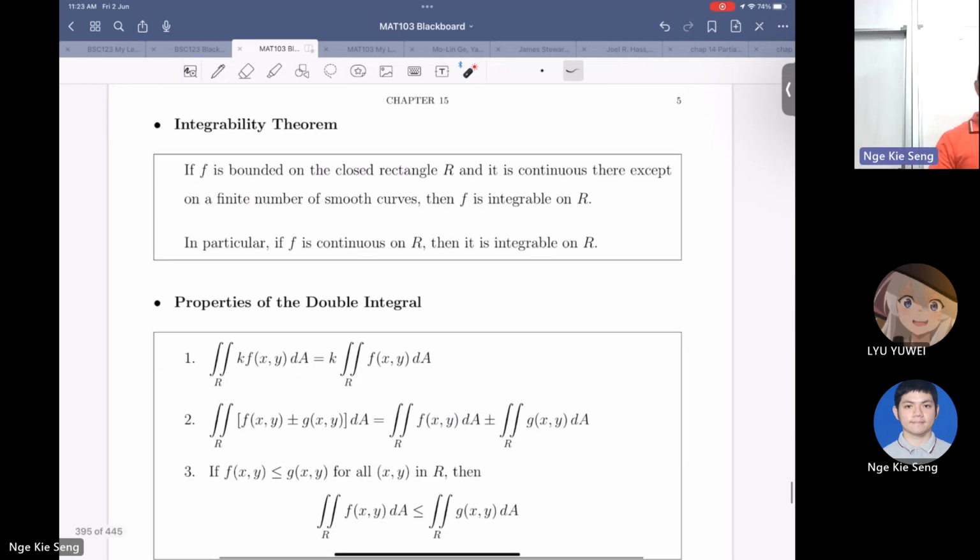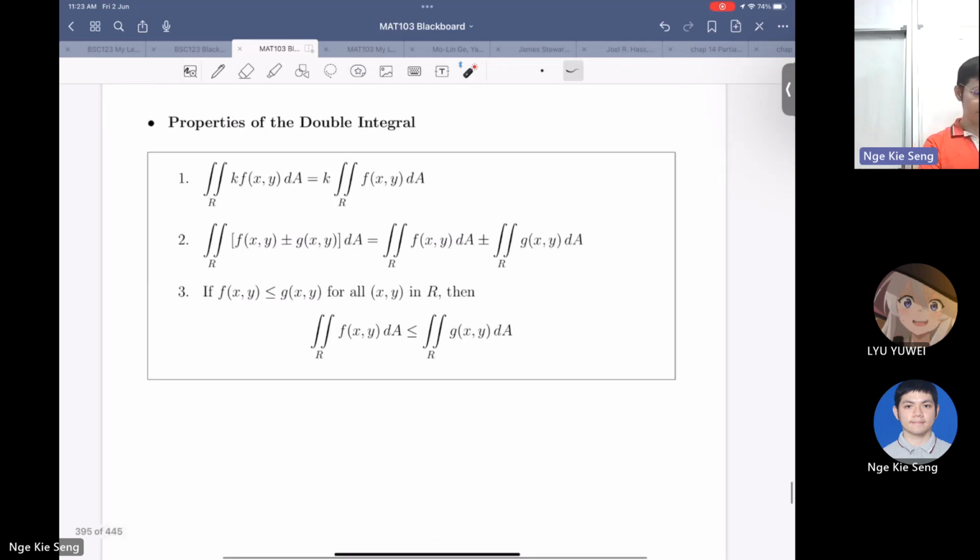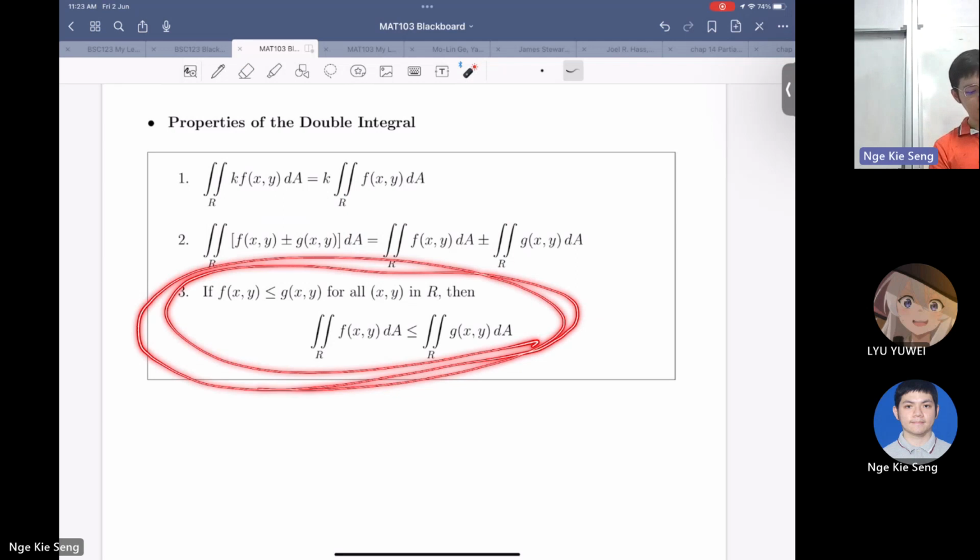Okay, so next, if f is continuous, you can integrate it. It is integrable. And here are some properties of the double integral. The double integral is also linear. If you integrate a constant multiplied by a continuous function, you can just pull out the constant and integrate the original function. If you integrate the sum of functions, it is equivalent to integrating each function individually and then adding them. This is a very nice property.